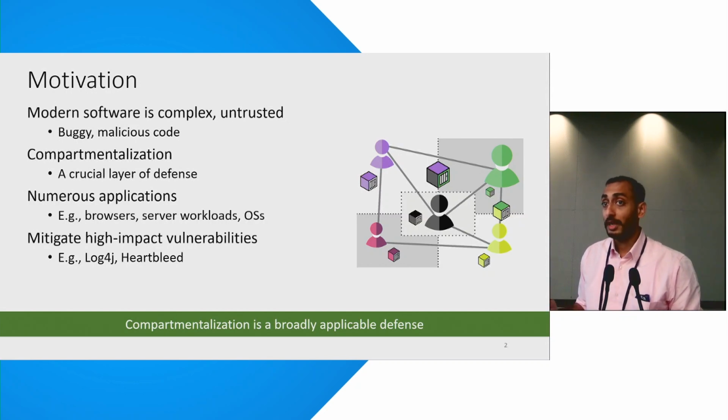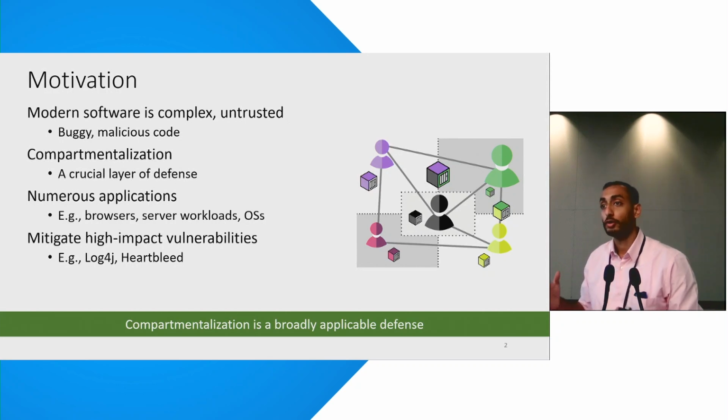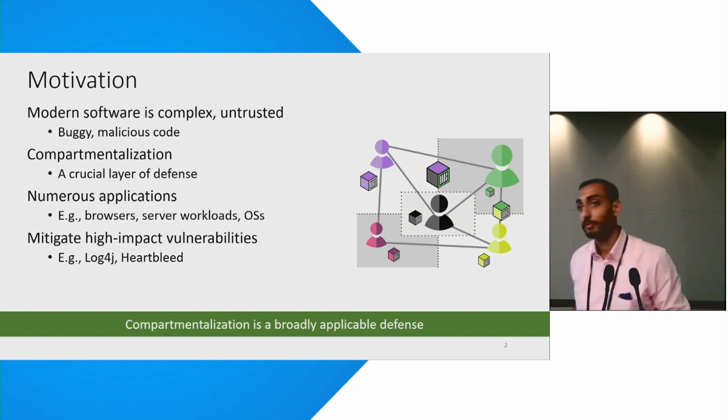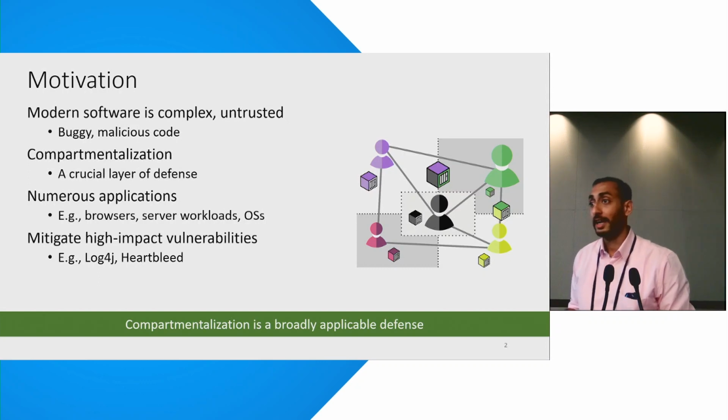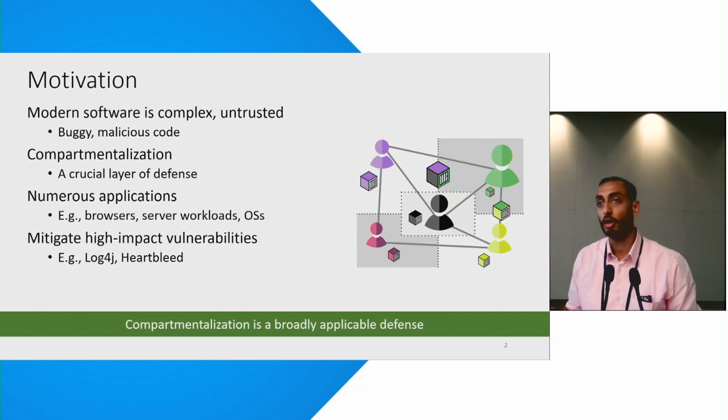Compartmentalization is extremely broadly applicable, and it applies to browsers, to your server workloads, and also to operating systems, as some of our later speakers will tell you. And it has the ability to mitigate very high-impact vulnerabilities, such as Log4j and Heartbleed. Around 40% of the kernel vulnerabilities can have some mitigations based on compartmentalization.